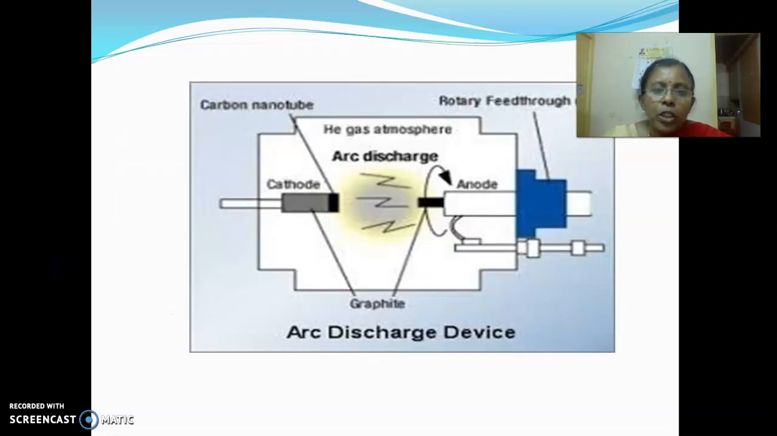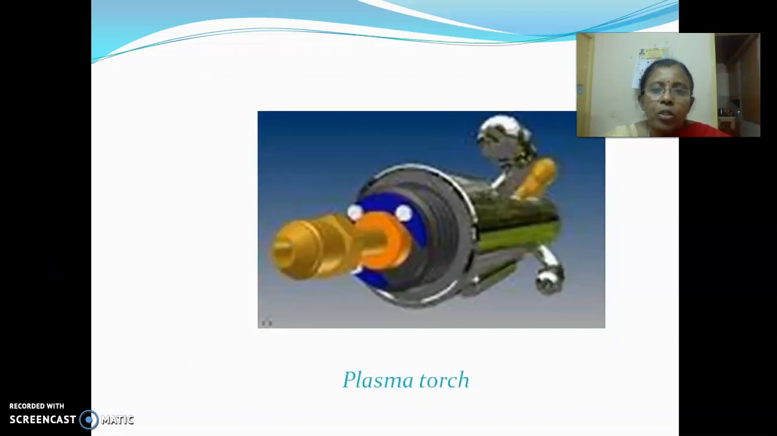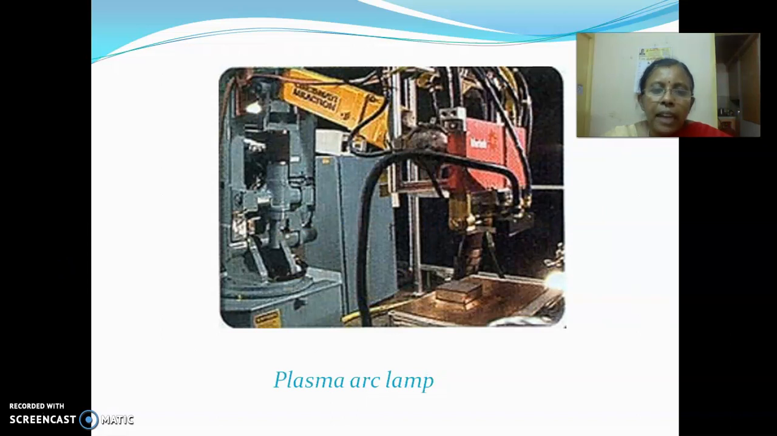This is a simple picture of an arc discharge device where you can see the cathode and anode electrodes inside. Helium gas can be used as the inert gas. Here the anode produces the arc, and material can be deposited on the cathode. The materials can be prepared in this way by the arc discharge method. This is the plasma torch, which can be used to produce more intense light like plasma. This is also one of the plasma arc lamps, which can be used to produce various intense lights for our purpose.